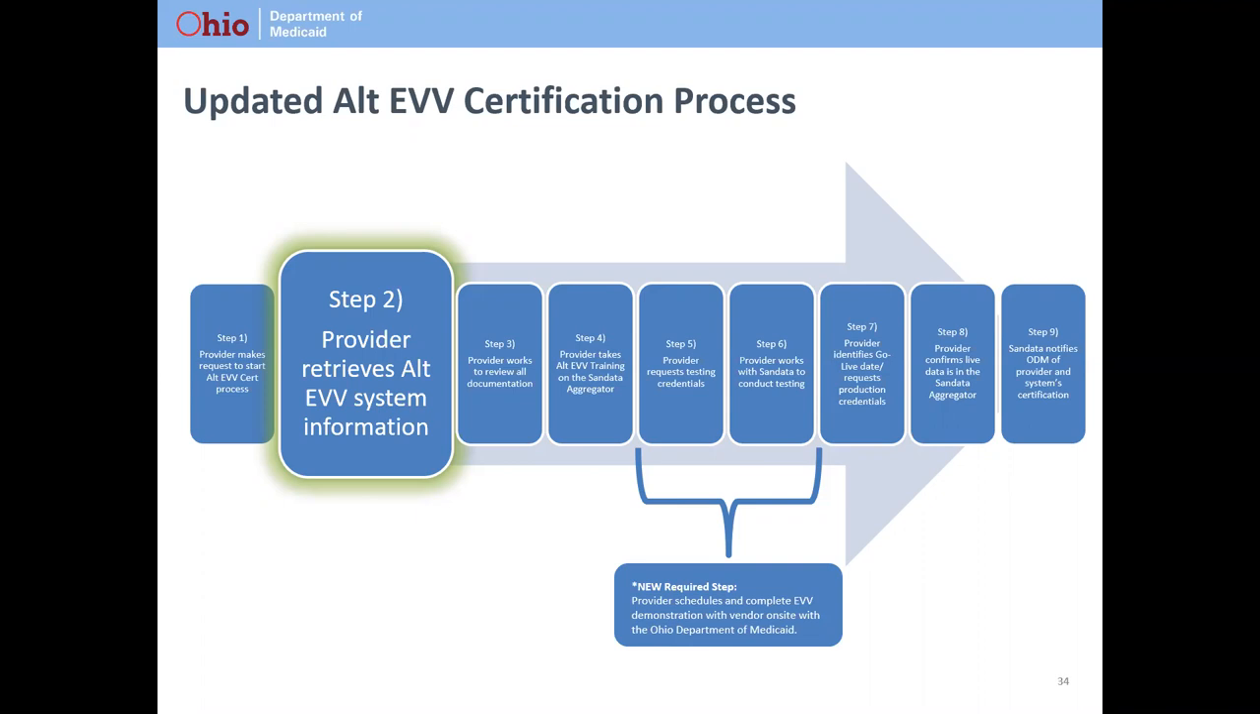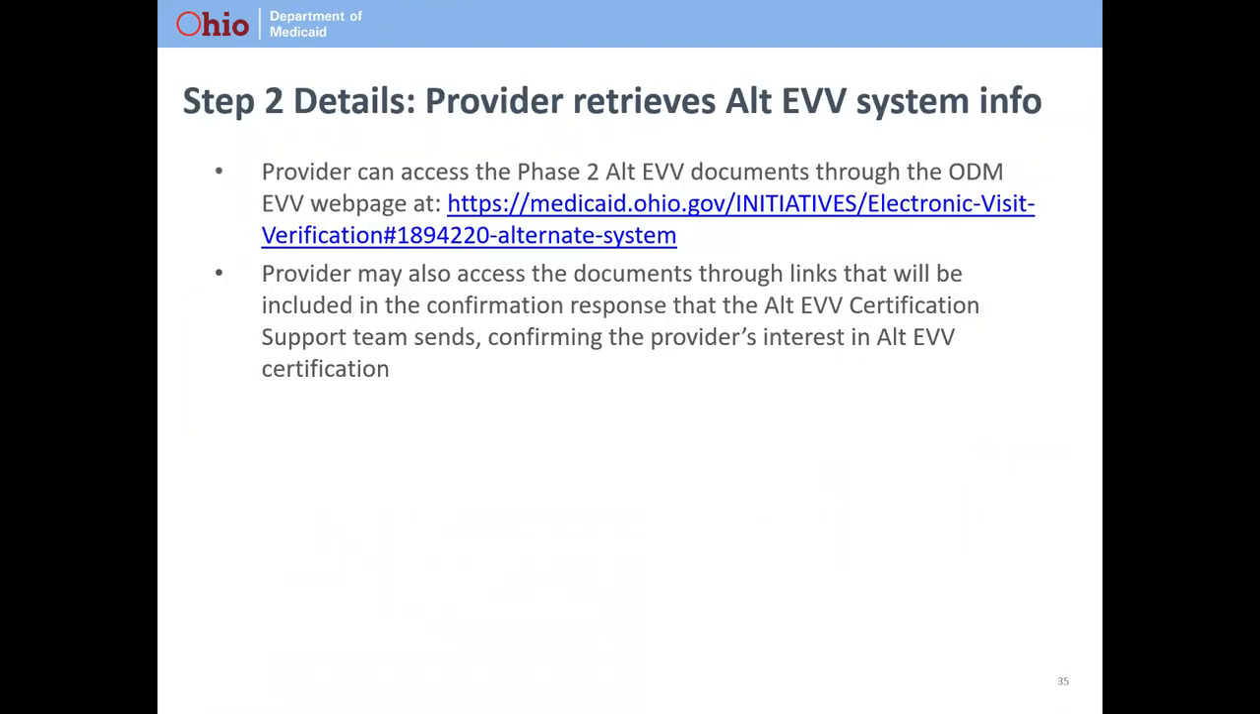The provider would retrieve alternate EVV system information. Any provider or any vendor for that matter can access the phase two alternate EVV documents through the ODM EVV webpage and the alternate system tab specifically. And that direct link is listed on this slide. You may also access the documents through links that are going to be included in the confirmation response that you receive from the alternate EVV certification support team.